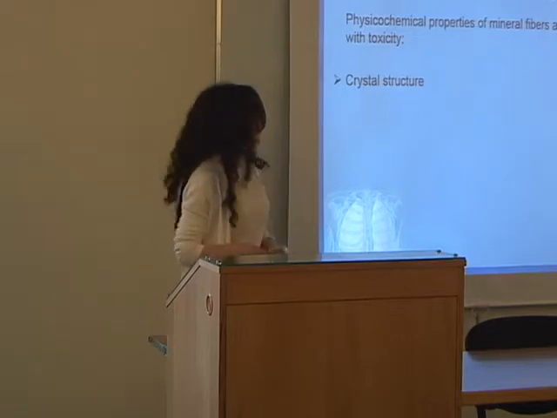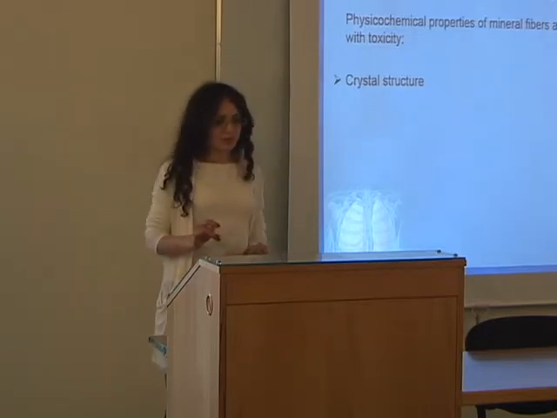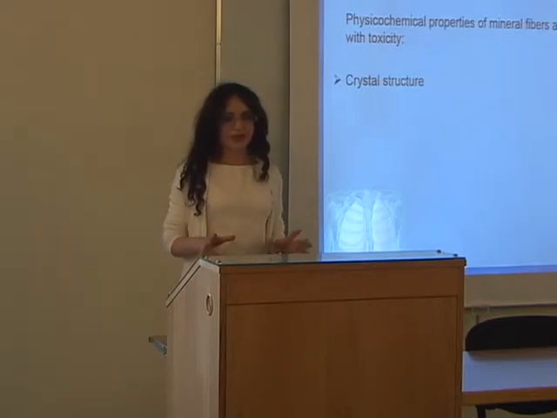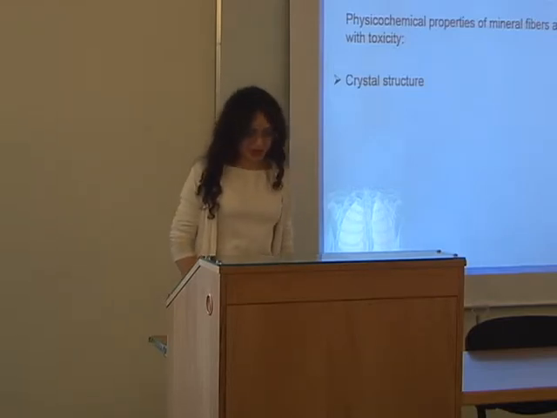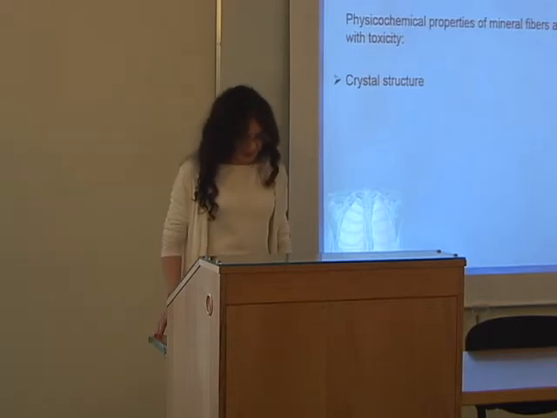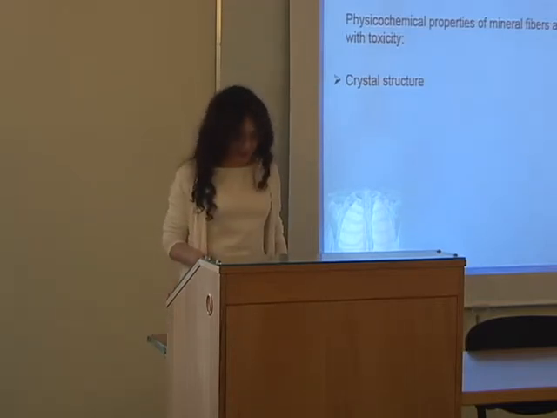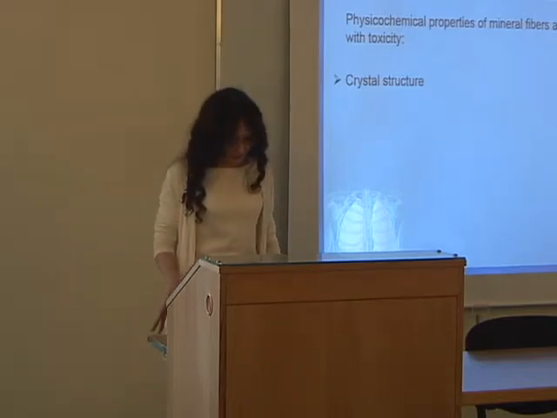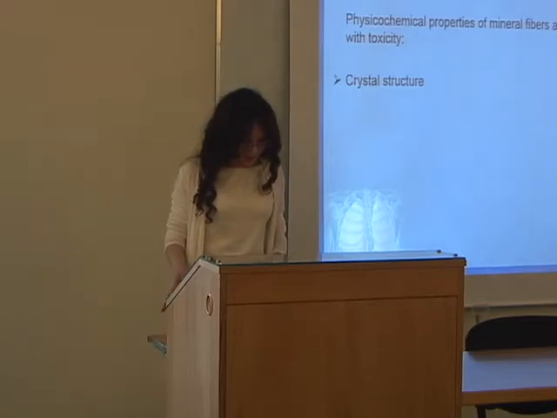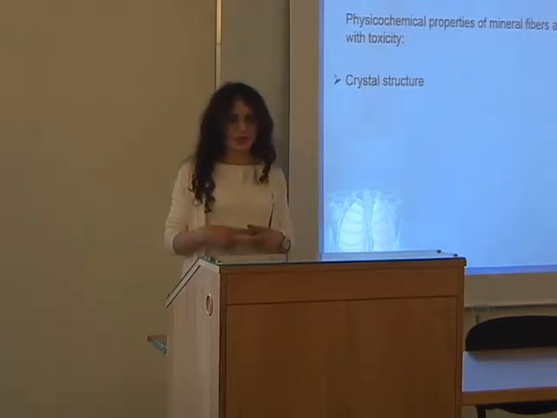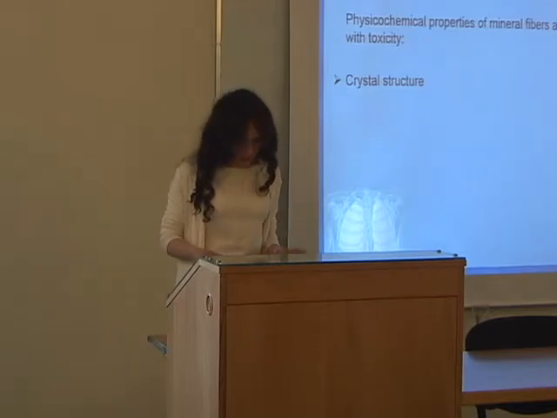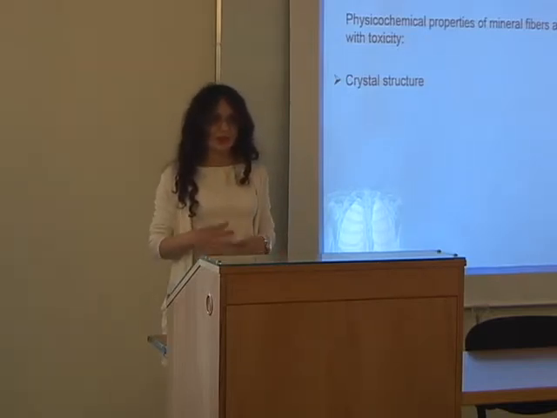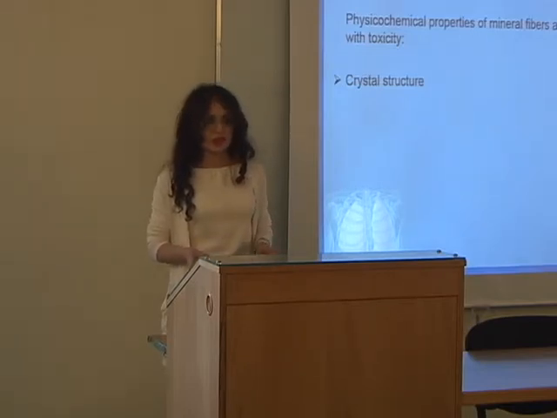Asbestos fibers have many characteristics which affect the toxicity. For example, their crystal structure. I'll give an example. The crystal structure of chrysotile is like a tetrahedral silicate, two layers, which are connected with magnesium atoms. They are connected by van der Waals bonds, which are not very strong.